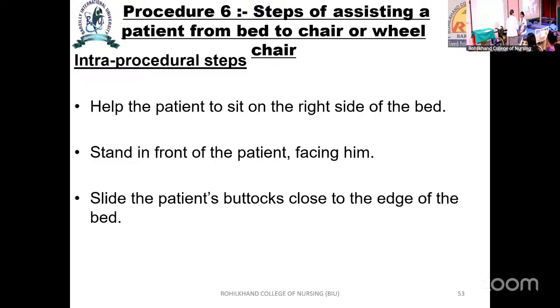Help the patient to sit on the right side of the bed. Stand in front of the patient facing him. Slide the patient's buttocks close to the bed edge.